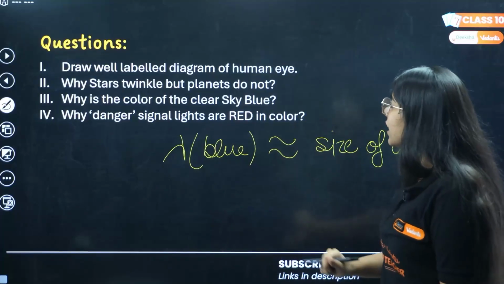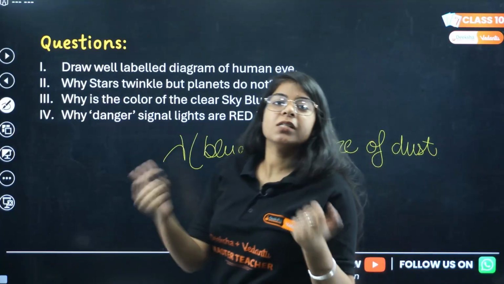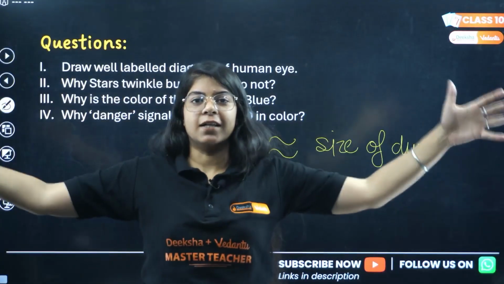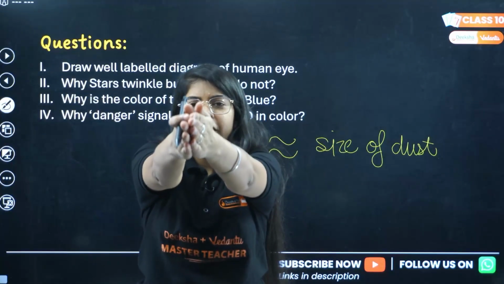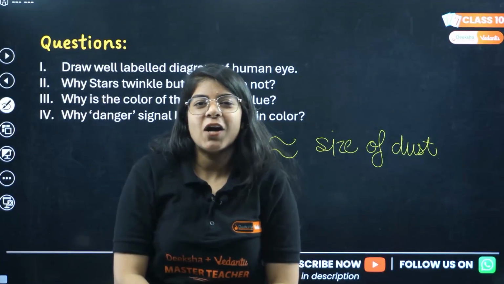Why are danger signal lights red in color? Because red doesn't scatter. Blue color is scattered. What is left in the white light? Red color is left, so it travels straight, right into your eyes.